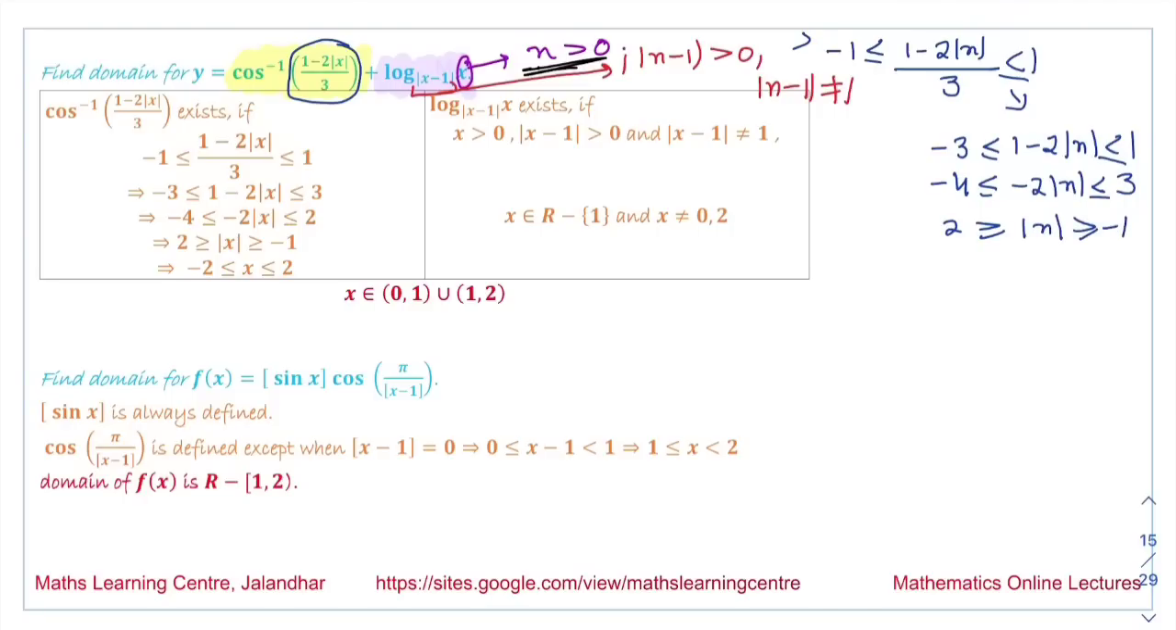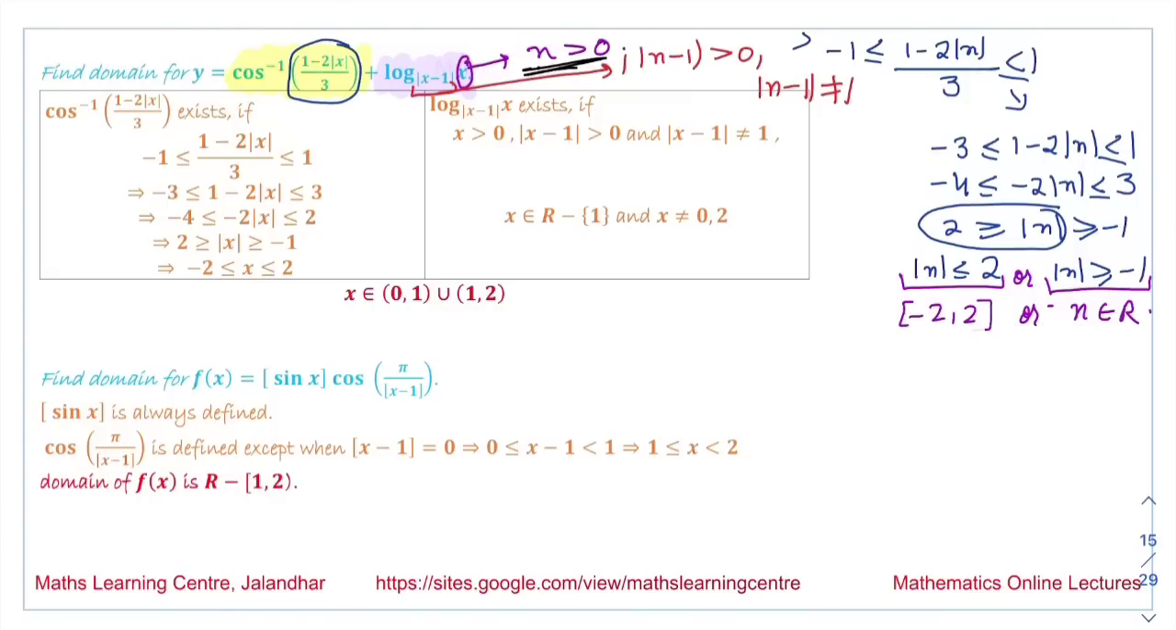So what we are getting from this is that mod x is less than or equal to 2, and this is the first condition. And we are saying that mod x is greater than or equal to minus 1. This is true for all real x, and the other condition holds for the closed interval minus 2 to 2. So the intersection of these two will give us the closed interval minus 2 to 2.